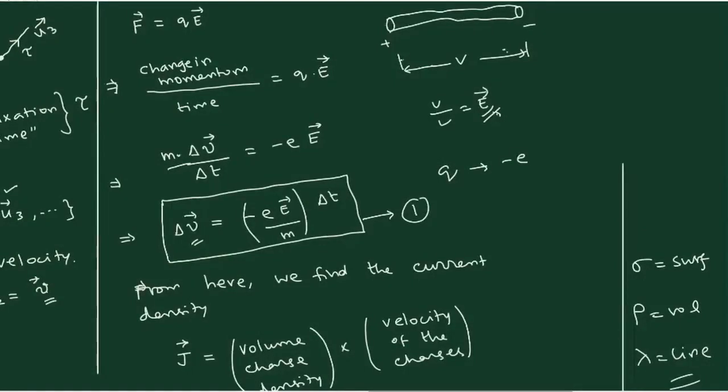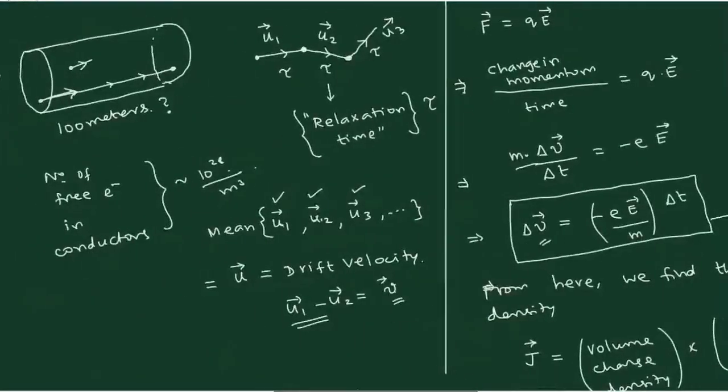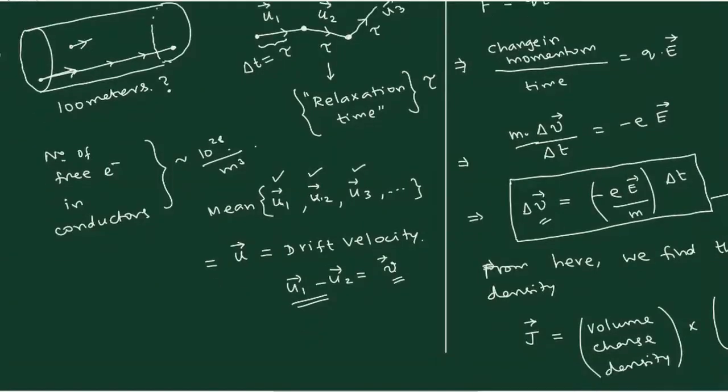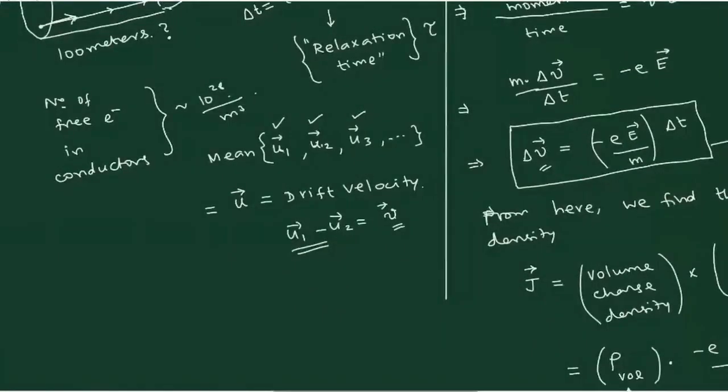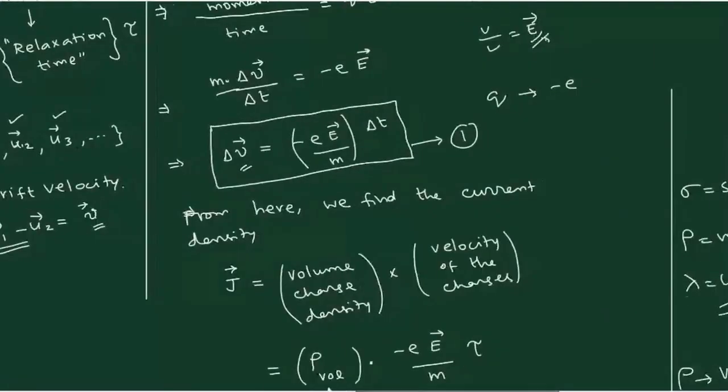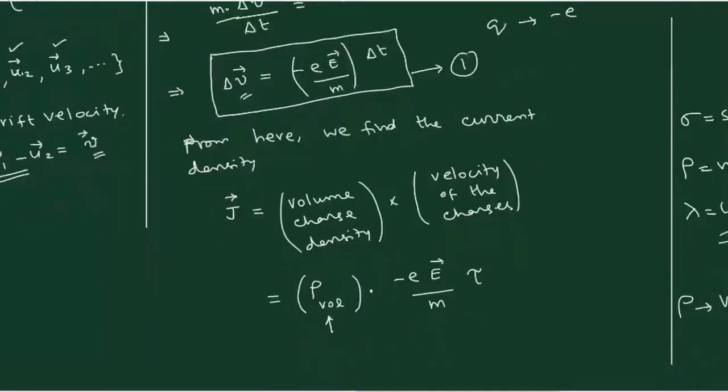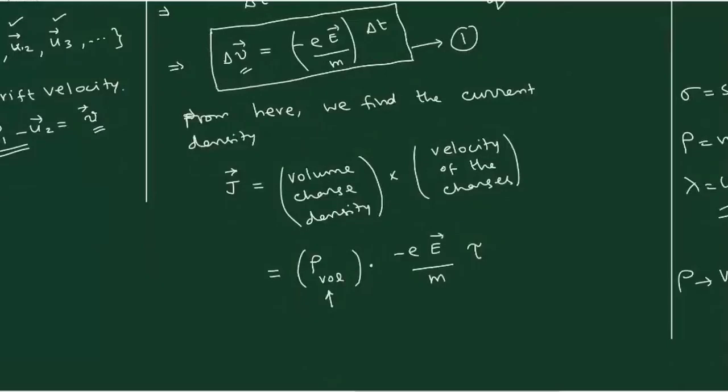I'll go a little to this side. So here it is. From here to here you are allowing some time, that is delta t. This small time you are waiting, over which no collisions are taking place, and therefore it gains a velocity, and therefore it becomes tau. So these kinds of momentum changes happen only after a time tau. That is the physical meaning.